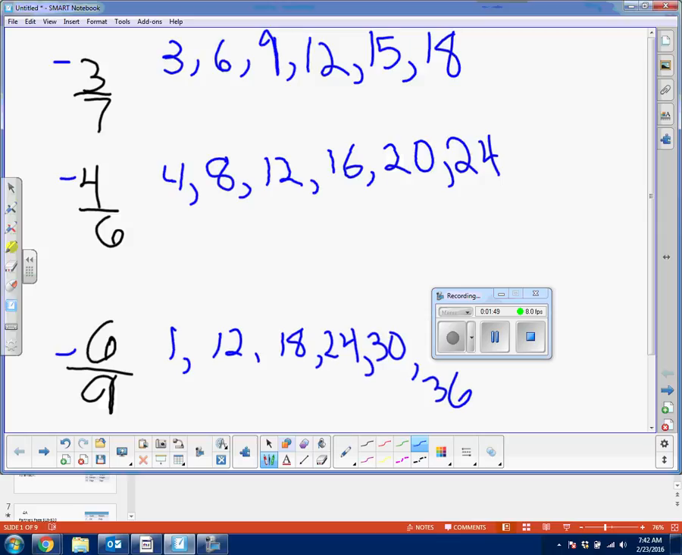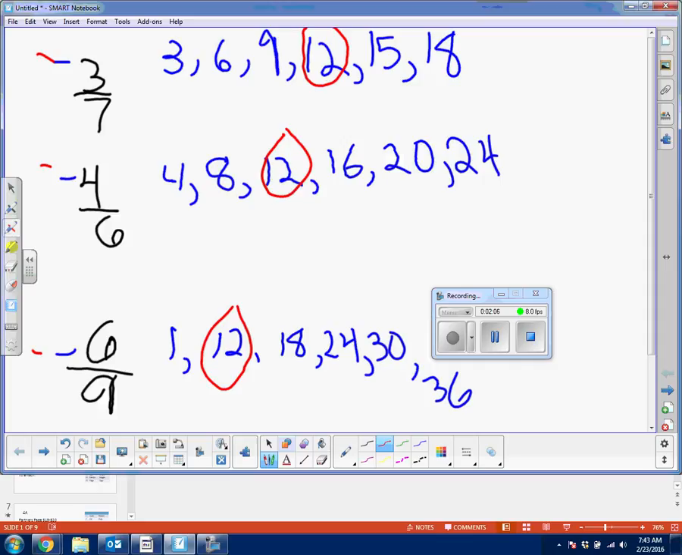Alright, so now we've just figured out our multiples. Now what we've got to do is find the common multiples. Looking through here, I can tell you that my 12, 12, and 12 are all common because they're found in all 3 of these fractions.